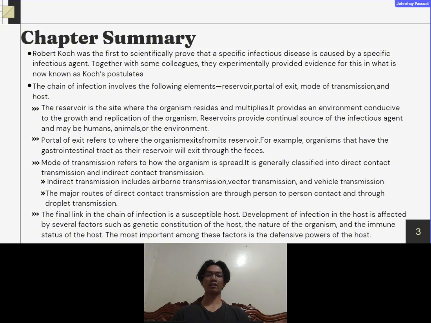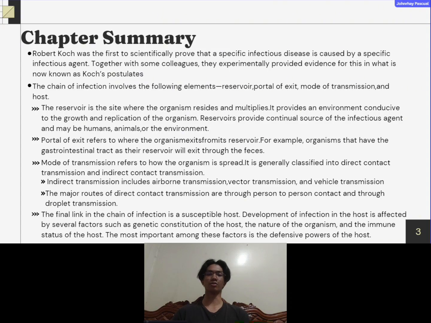For the direct contact transmission, this is through person-to-person contact and through droplet transmission. Dito naman yung pwedeng example na matake mo is yung physical talaga siya. Kunwari yung kaibigan mong nagtatching, tapos yung laway na yun napunta sa'yo, yun ang tawag na direct transmission.